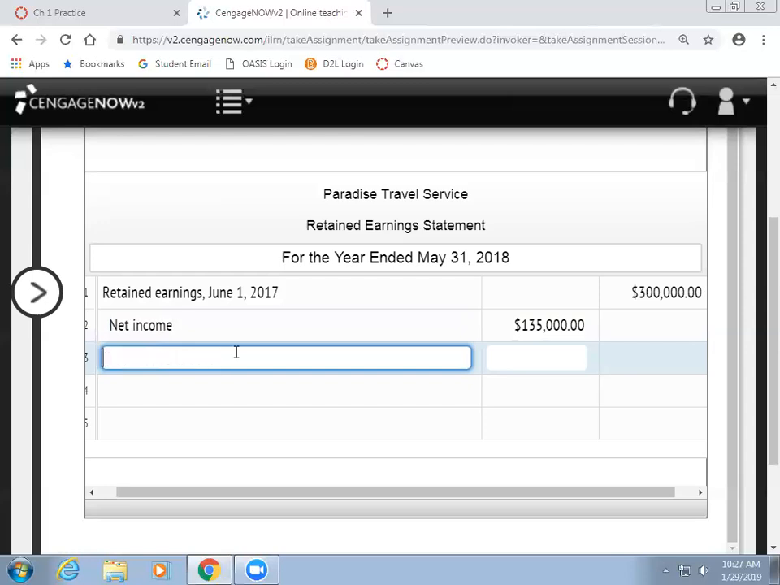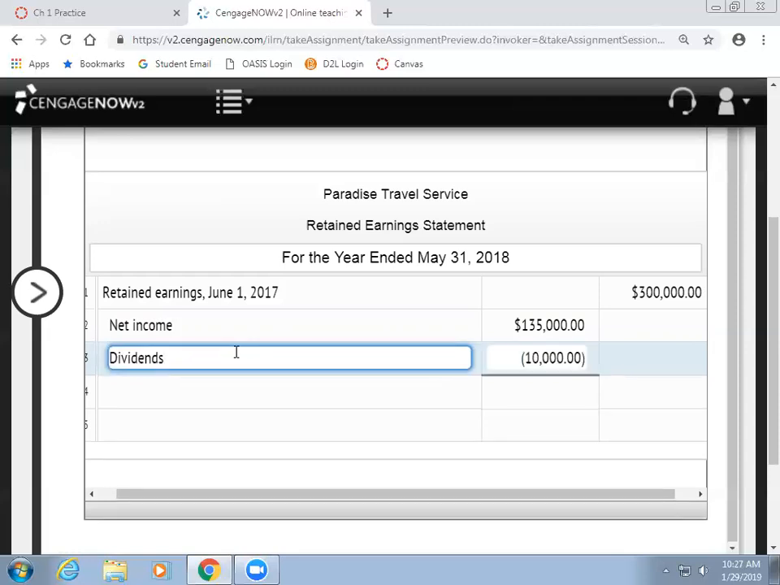And then we're going to, on line 3, put dividends. Well, dividends decrease retained earnings. And they told us we paid $10,000 in dividends. So I'm going to put a negative $10,000. So you can just put your minus and it'll change it to the parentheses. In accounting, when you see a number in parentheses, that means it's a negative number. Okay. So we type it in as a minus 10,000.